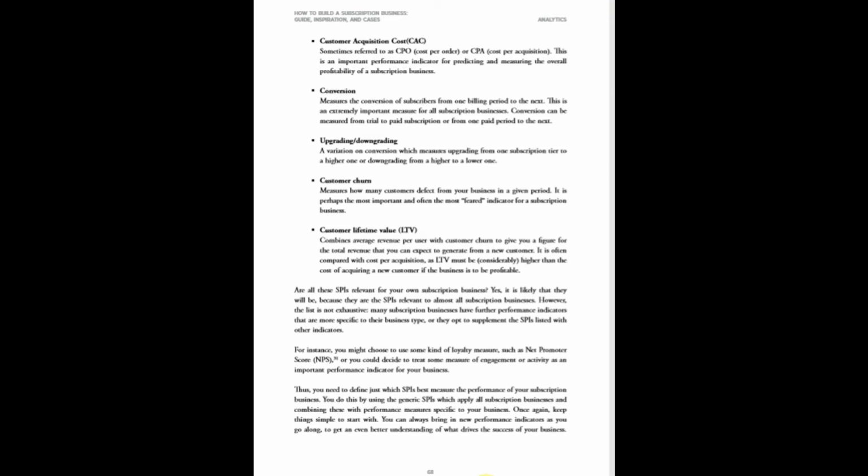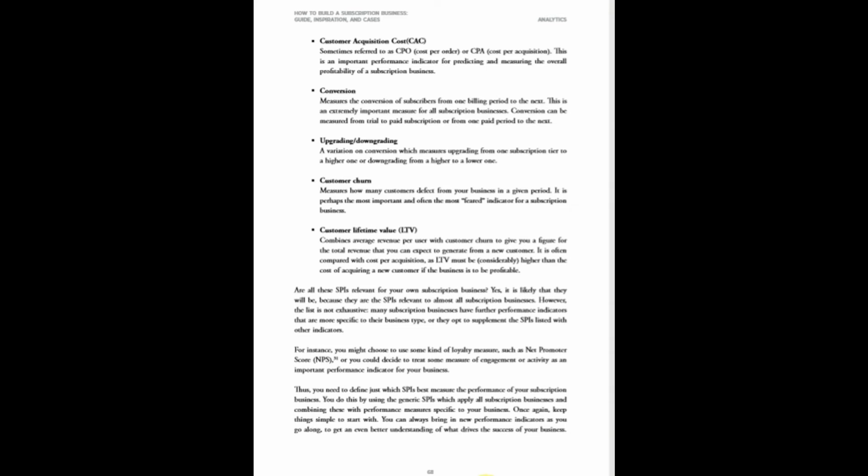Are all these SPIs relevant for your own subscription business? Yes, it is likely that they will be, because they are the SPIs relevant to almost all subscription businesses. However, the list is not exhaustive. Many subscription businesses have further performance indicators that are more specific to their business type, or they opt to supplement the SPIs listed with other indicators.